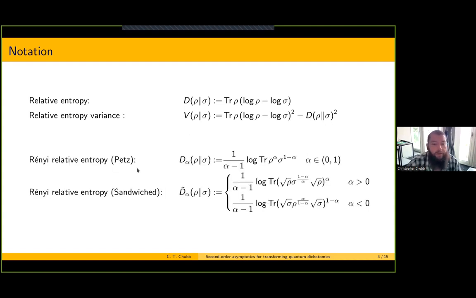And then I'm going to use two versions of the Renyi relative entropy, the Petz version, and this sandwich one. So this is the standard sandwich one. There's something called sandwich one, which is actually going to show up in some situations for alpha less than 0. But the details of that don't matter so much. This is just the definition that I'm using if you're wondering what's going on with these negative Renyi entropies. Okay.